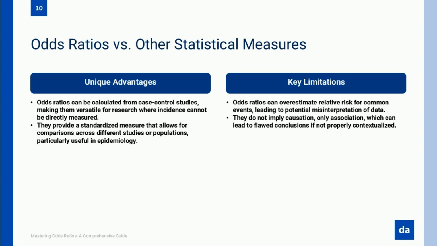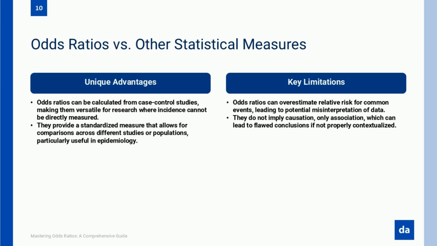Hazard ratios, primarily used in survival analysis, offer yet another perspective. Unlike odds ratios, hazard ratios account for the timing of events, making them more appropriate in certain longitudinal studies. For instance, in a clinical trial comparing two cancer treatments, a hazard ratio would not only consider whether patients survived, but also how long they survived.